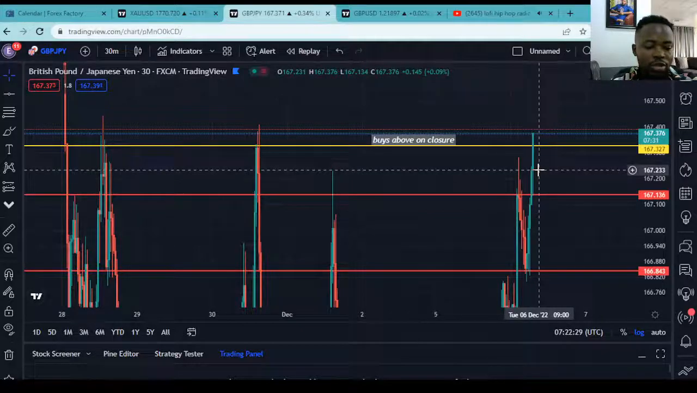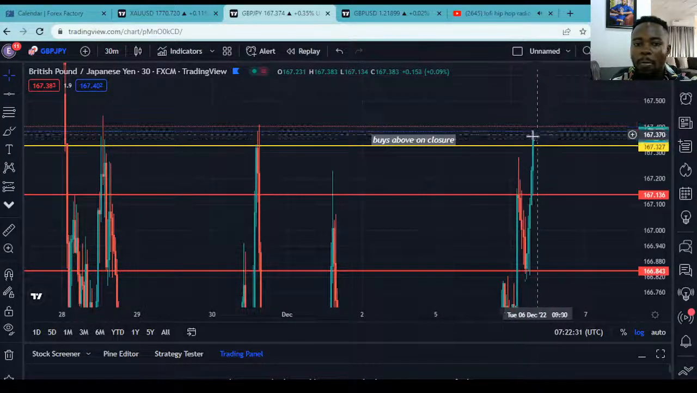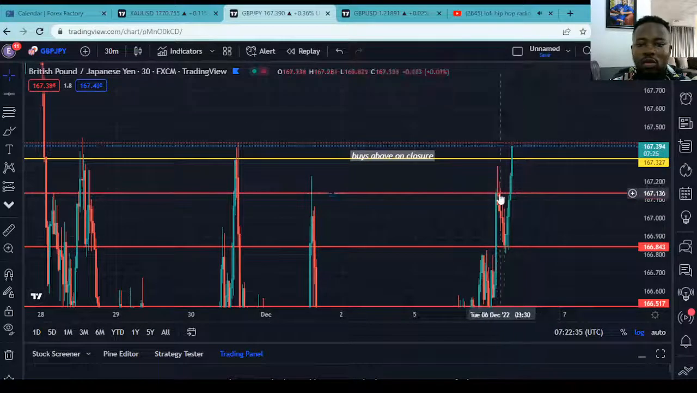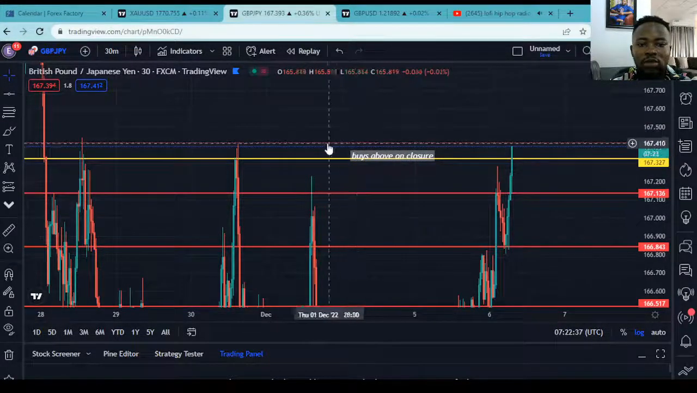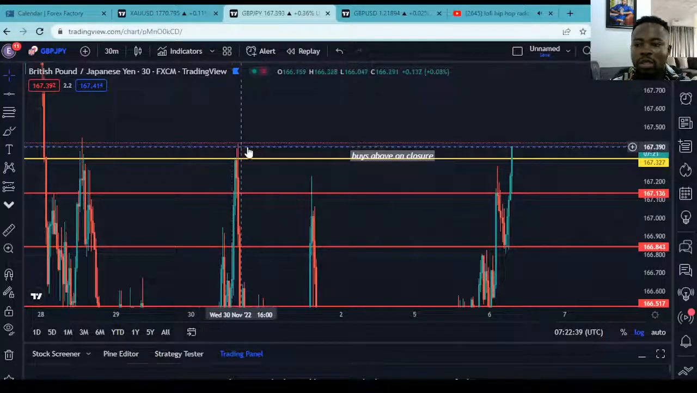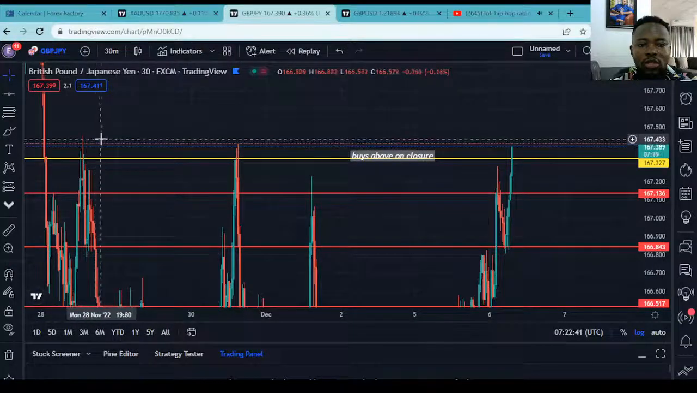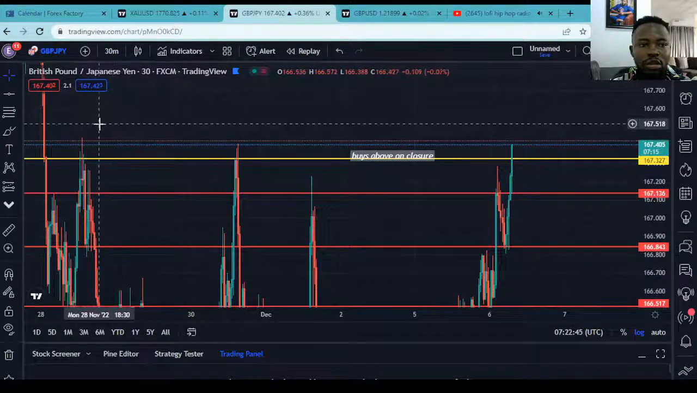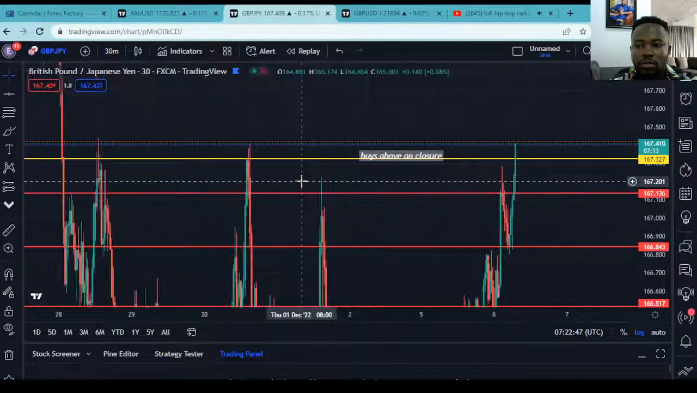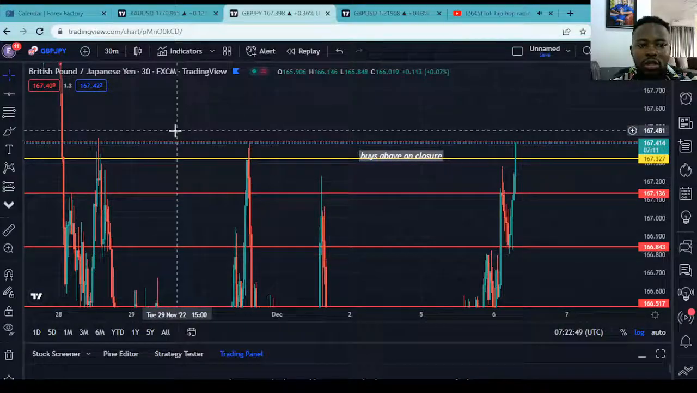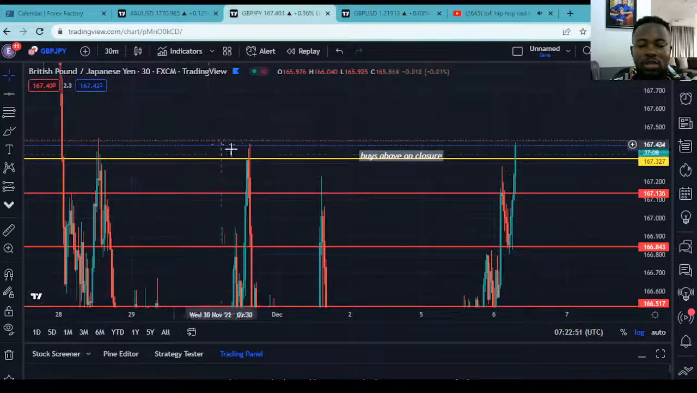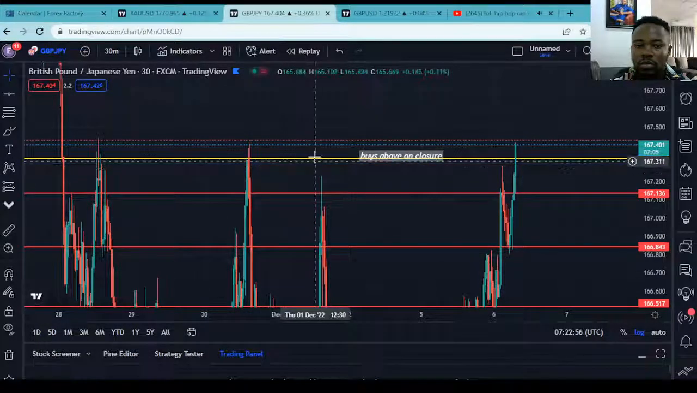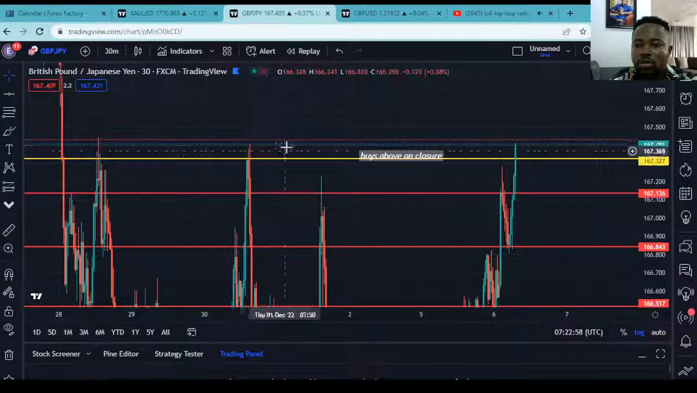So it is ideal to wait for this candle to close above here before we could actually do anything on GJ. If it keeps moving, it keeps moving. If we're breaking these wicks here to the left hand side, that could be an impulse entry on GJ, but impulse entries are very risky. I need to see a closure.